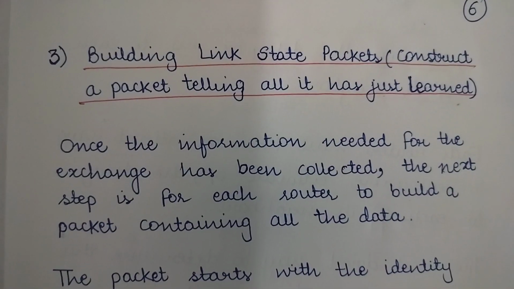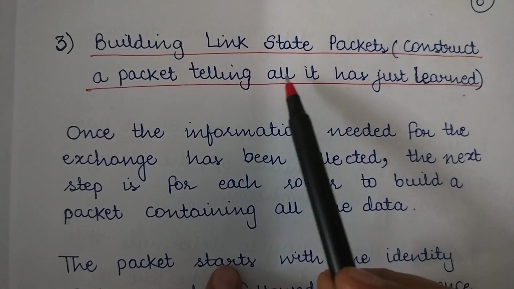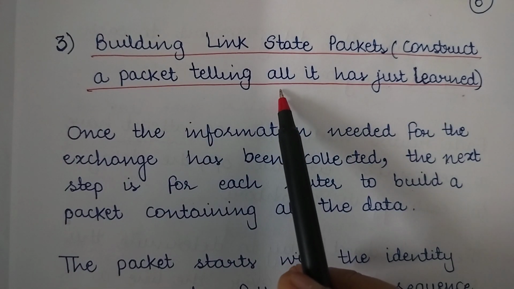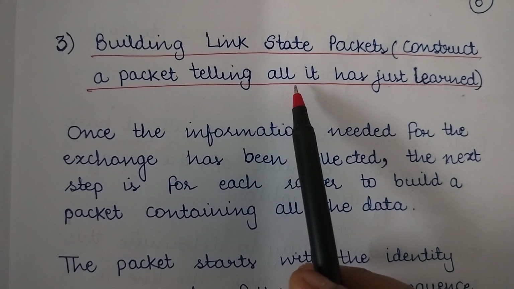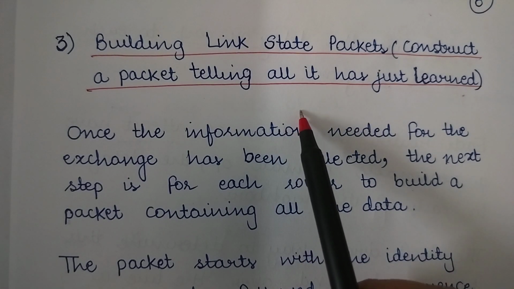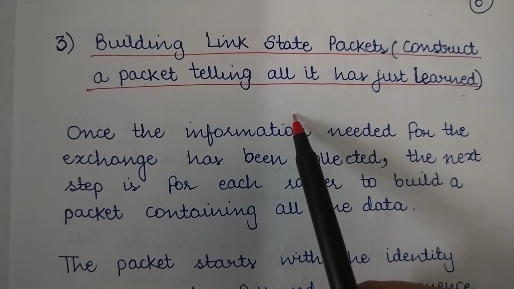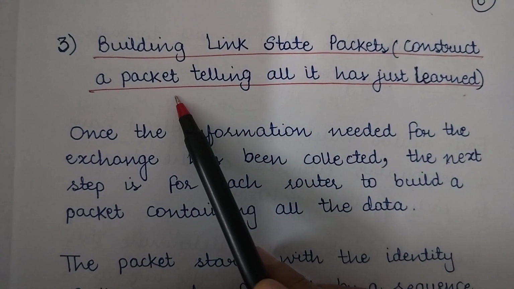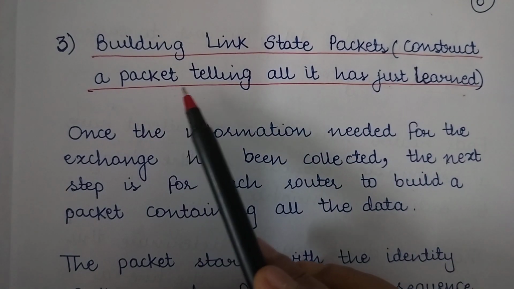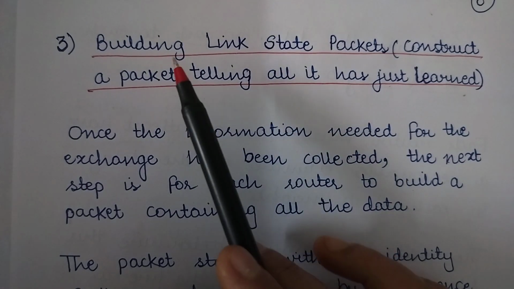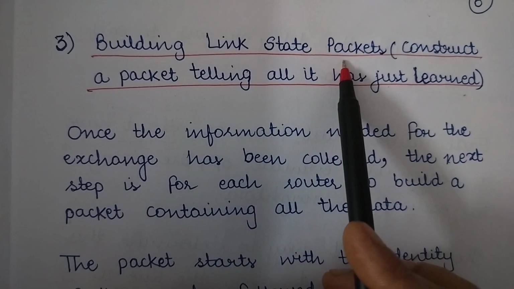The third step says build link state packets. What do you mean by building link state packets? That means construct a packet telling all it has just learned. As we know, whatever the router has learned about its neighboring routers, be it who its neighboring routers are, their network addresses, or the cost or delay to reach those neighboring routers, all such information is packed in a packet. So you have to construct a packet telling all that the router has just learned, and constructing such a packet is known as building link state packets.